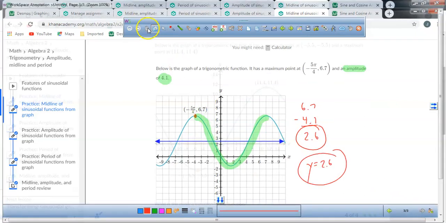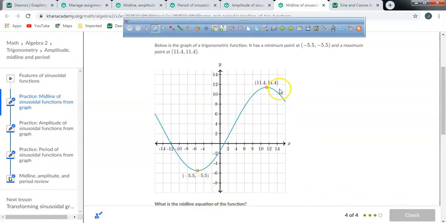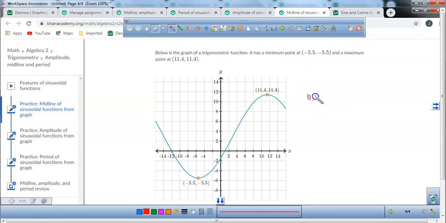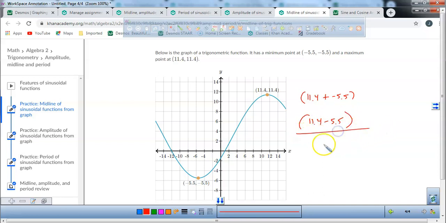All right, so one more. So what's the midline? There's the 11.4. So all we're going to do is take 11.4 and add this negative 5.5. So we're going to add a negative 5.5. Another thing is you could just say 11.4 minus 5.5, and then you just take that and divide it by 2.